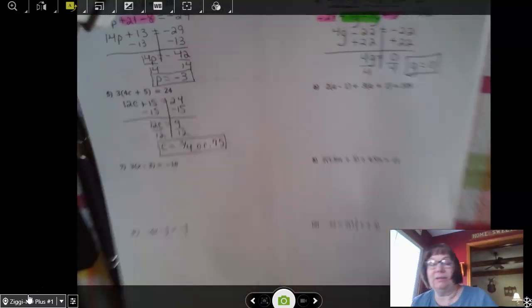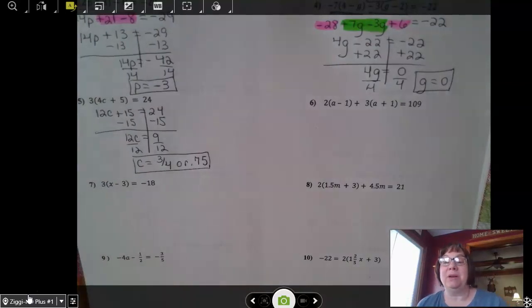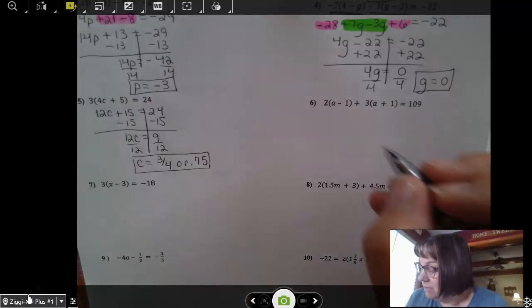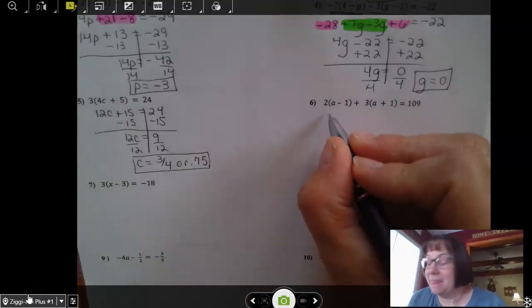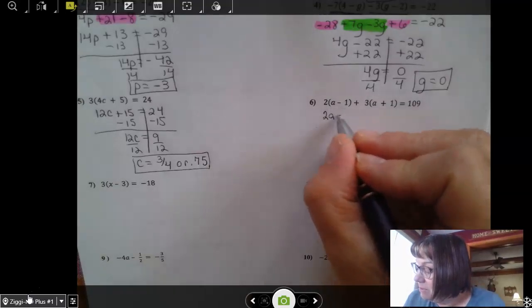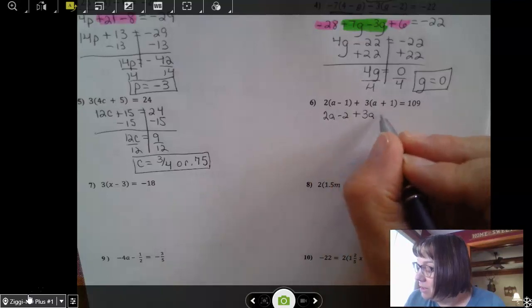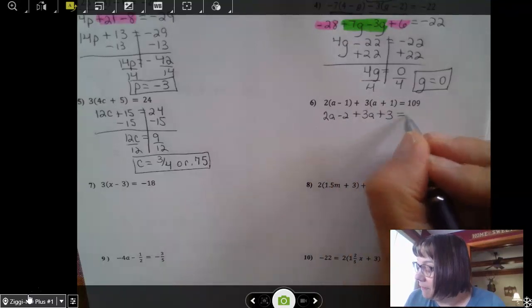And number 6, you see there's 2 distributive properties that need to be distributed. So go ahead and do that. Find your answer and we'll come back. So I have 2a, 2 times negative 1 would be a negative 2. 3 times a is 3a. 3 times 1 is 3.